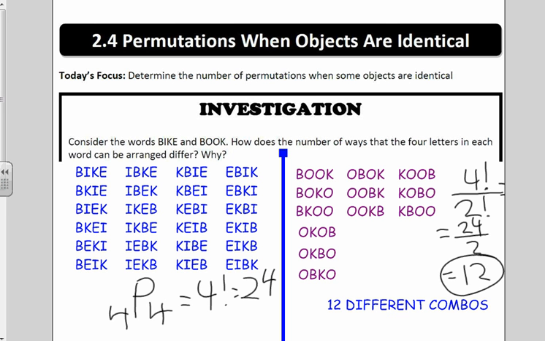So we're eliminating those permutations that are identical. And actually there are in total 12. Half of them will be identical.